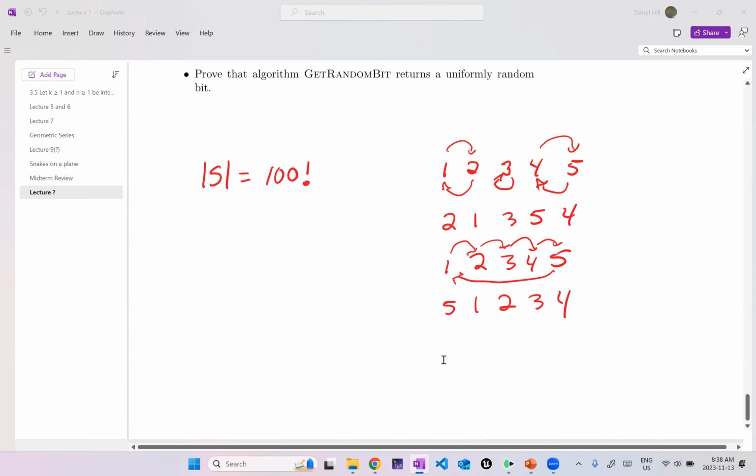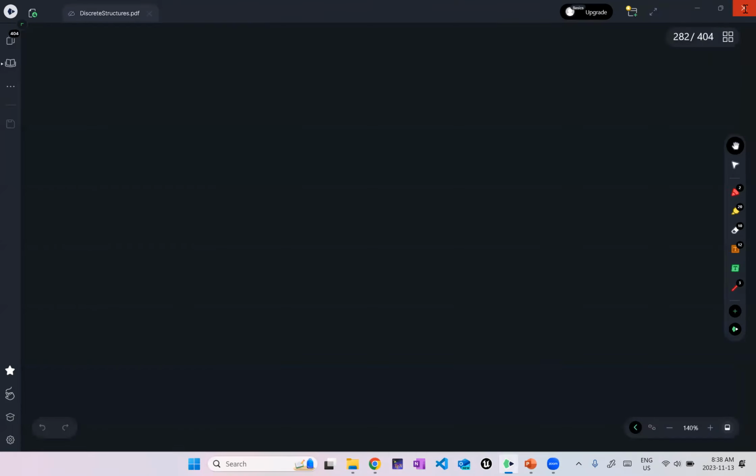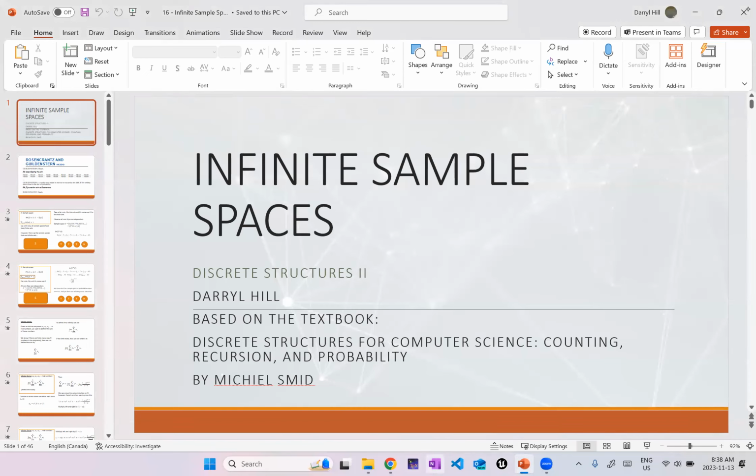Okay, my eraser doesn't work, neither does Outlook or OneNote. Okay, give me a second.